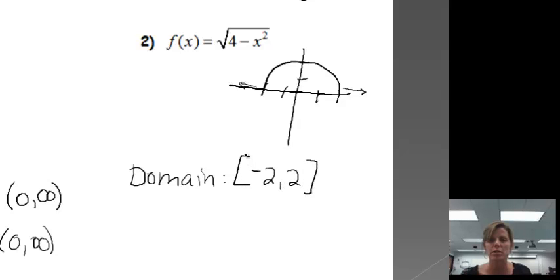Okay, notice this time I used brackets because -2 is a point on the graph. You can plug in -2 and you can plug in 2. So the brackets show that yes, I'm including those in the domain of the function.